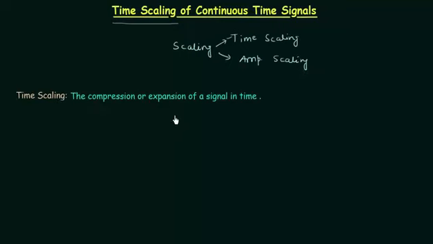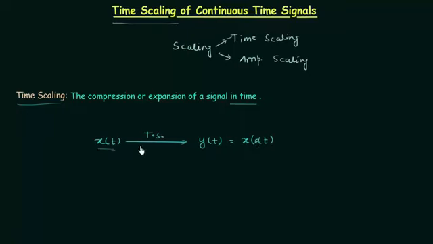The compression or expansion of a signal in time is known as time scaling, and after scaling, the original signal will change. Let's say the original signal is x(t), and after time scaling, the changed signal is y(t). In time scaling, we multiply the time by a number which is not equal to 0. This means we will multiply t by a number which is not equal to 0. So y(t) is equal to x, inside the bracket, let's say the number is alpha multiplied with t.